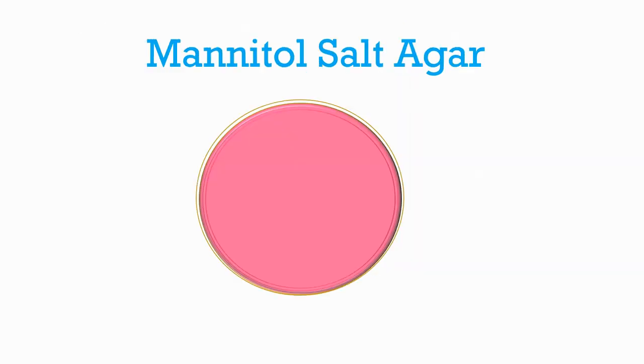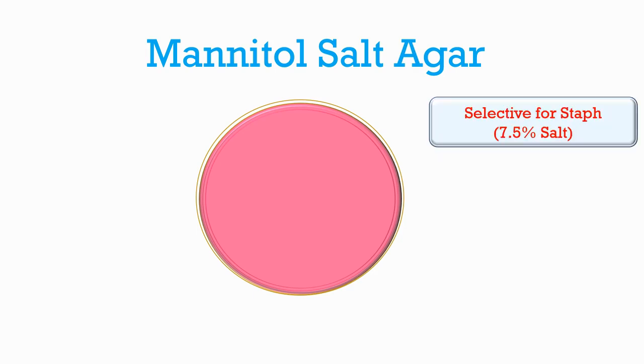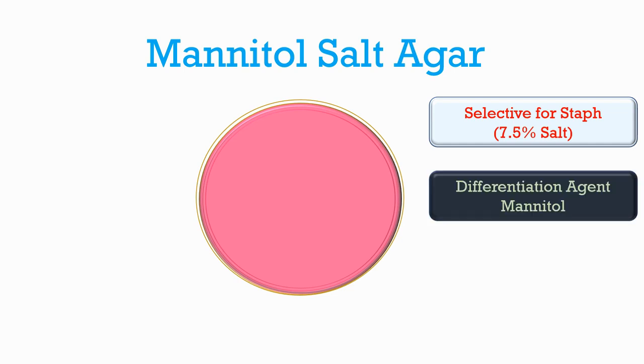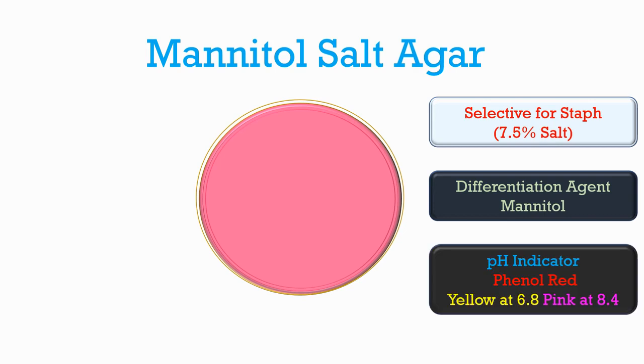Next media is Mannitol Salt Agar. It is selective for Staphylococcus species due to presence of 7.5% salt and is used to differentiate pathogenic from non-pathogenic Staphylococcus species. The differentiating agent is mannitol and the pH indicator is phenol red. Phenol red is purple-pink at pH of 8.4 and changes color to yellow at pH of 6.8.